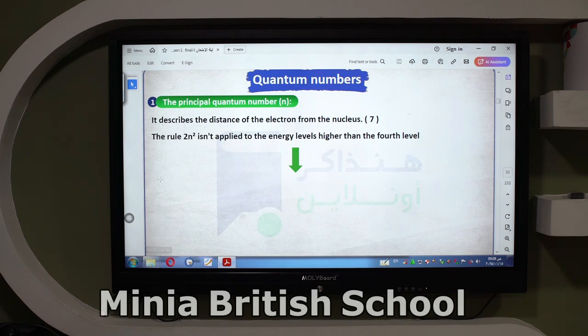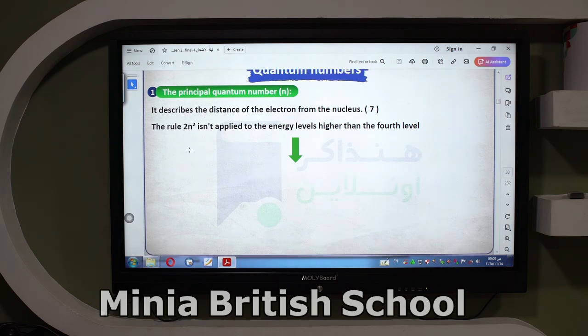The rule 2n square is not applied to energy levels higher than 4, so we can apply it to K, L, M, N. After N we can't apply this rule. N is the first energy level, second, third, so n equals 1, 2, 3, or 4.